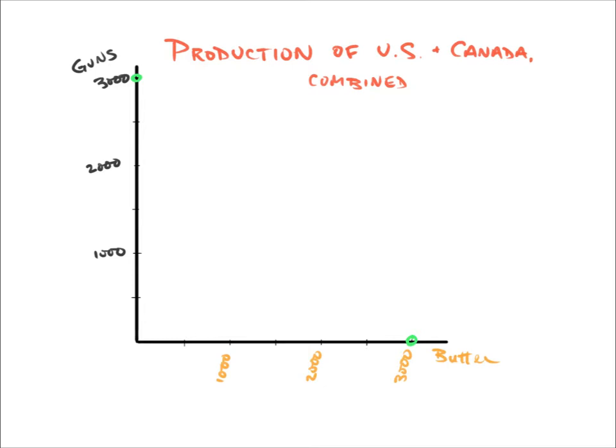Okay. Now, let me point out another possibility. What if one country does only guns, and the other does only butter? Okay, what would that be like? Well, there are two ways we could do that. One is ask the U.S. to produce only guns and Canada only butter. So then, how many guns would they have together? 2,000. And how many butter would they have together? 2,000. So I'm going to graph that point here.